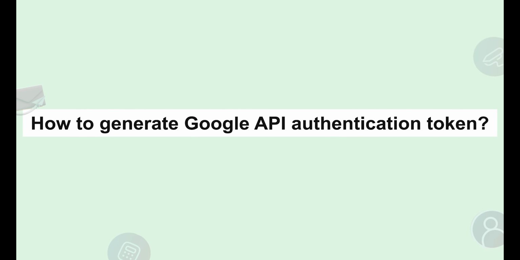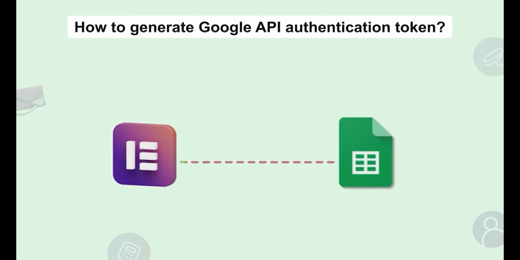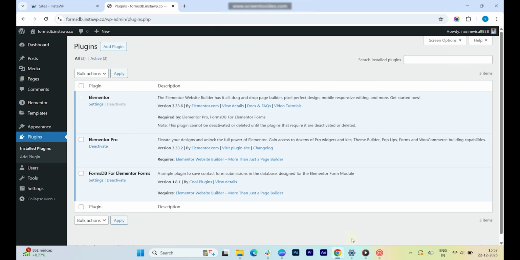Hi everyone, in today's video we will learn how to generate Google API Authentication token so that we can connect our Elementor form to Google Sheet. First, make sure that you have installed and activated Elementor Pro and Forms DB for Elementor Forms.